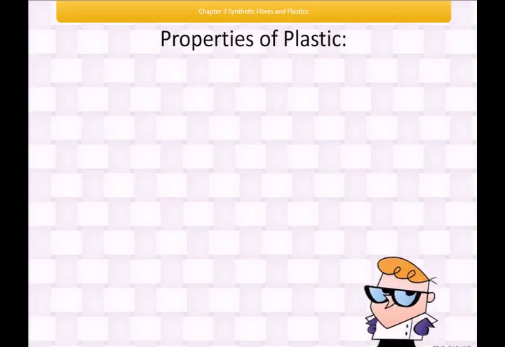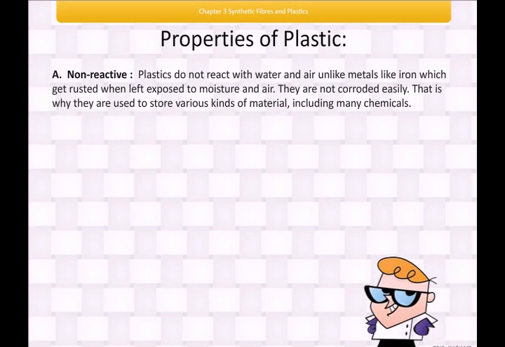Properties of plastic. Non-reactive. Plastics do not react with water and air, unlike metals like iron, which get rusted when left exposed to moisture and air. They are not corroded easily. That is why they are used to store various kinds of material, including many chemicals.